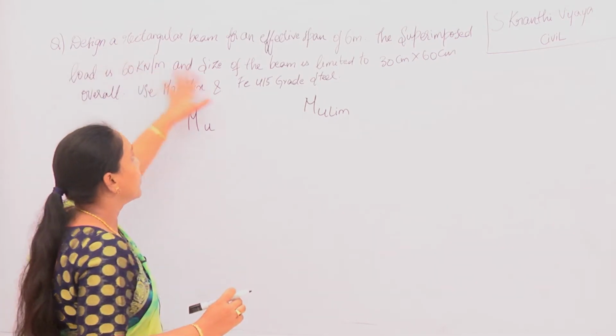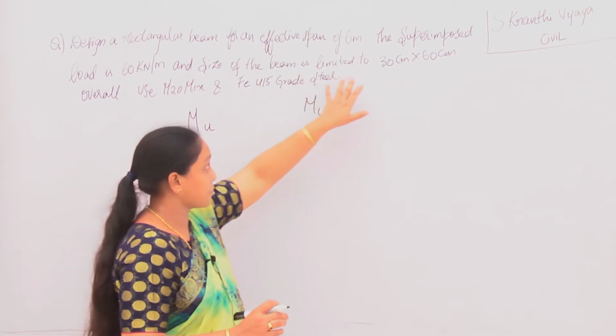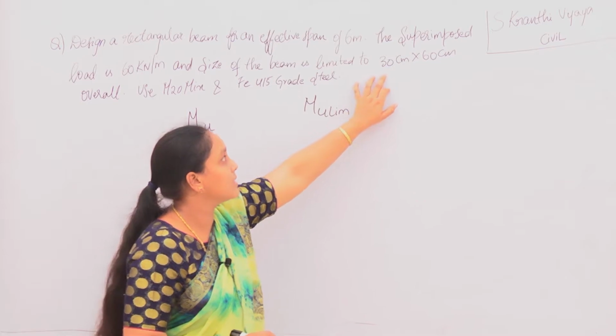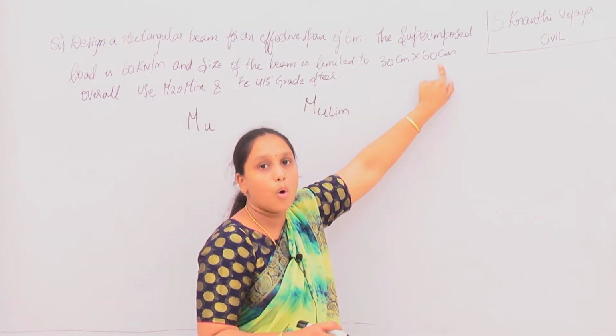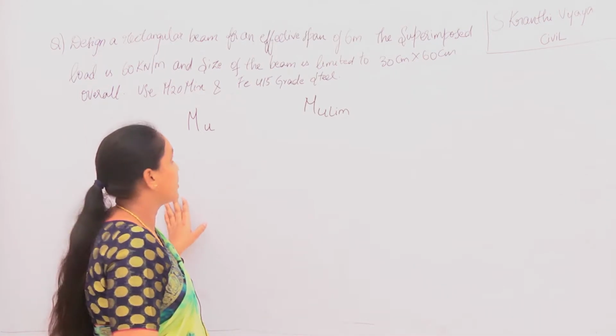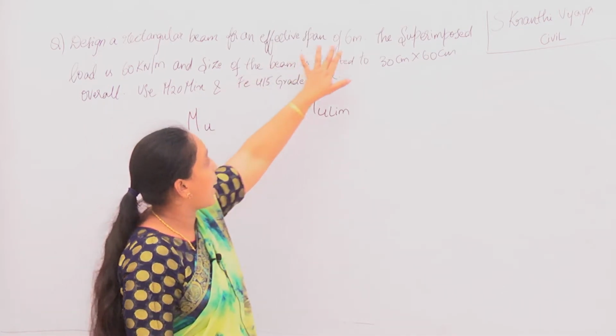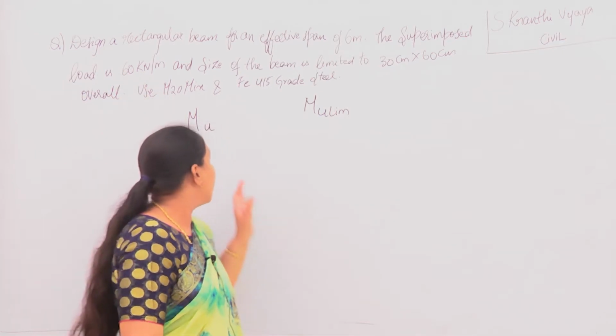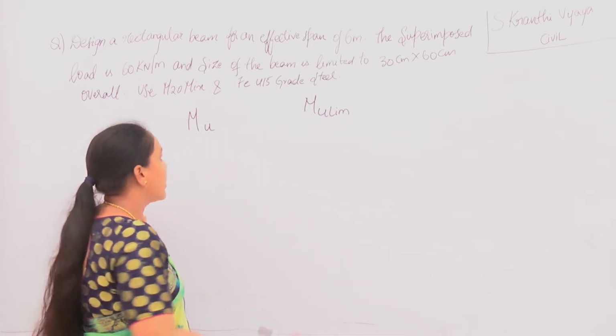So here you can see that it is given the breadth of the beam as 30 centimeters and the overall depth, which is capital D, as 60 centimeters. And the span is given as well as the load is given. So how will we find out Mu? What is the formula for Mu?